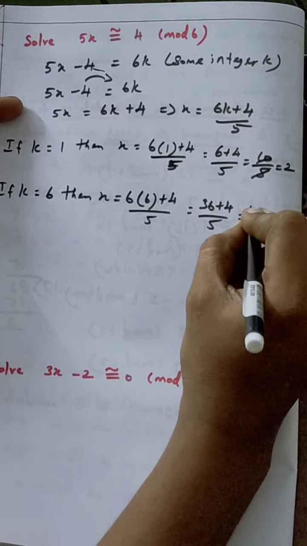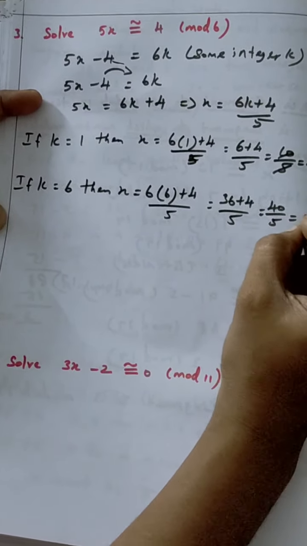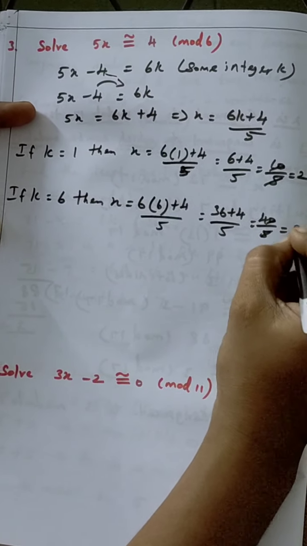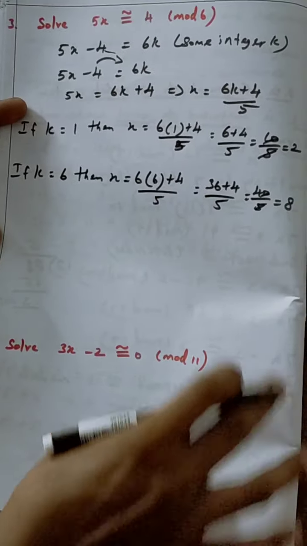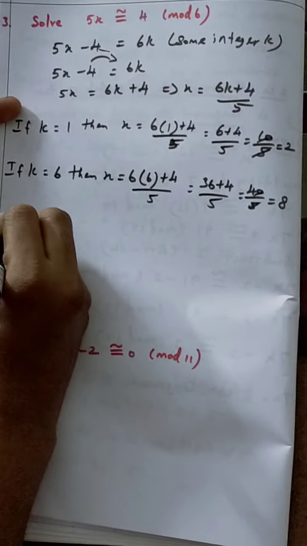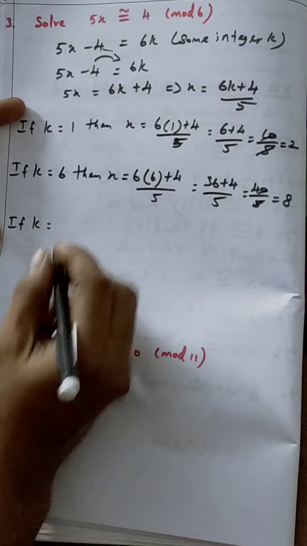So what is the answer? 40 divided by 5 equal to, cancel the term, is 8. This is the second value, first value 2, second value 8. Next one more value, if k equal to, what is the next value?